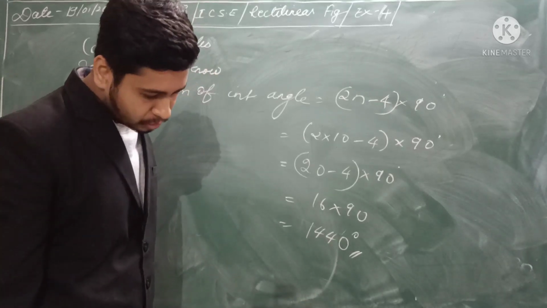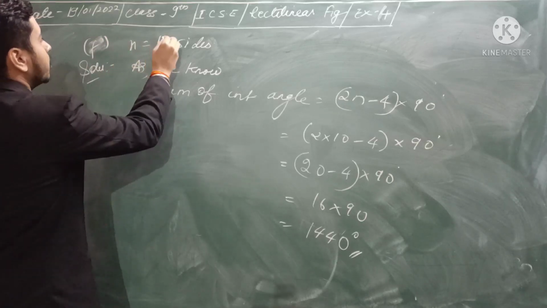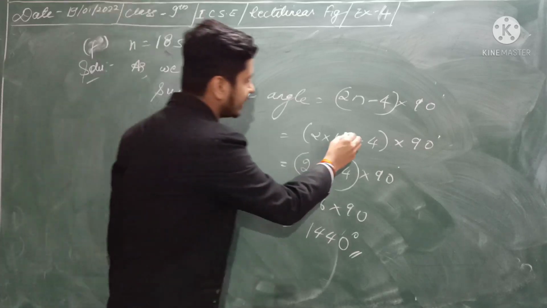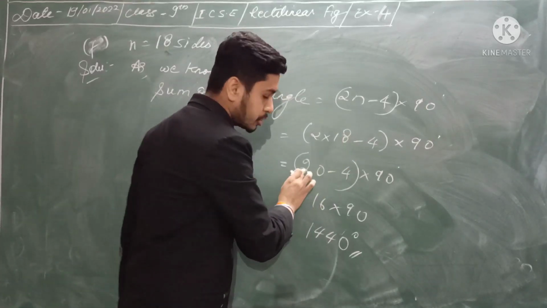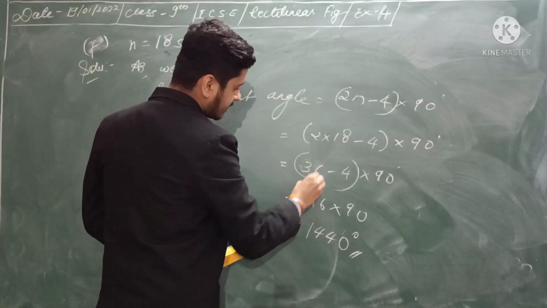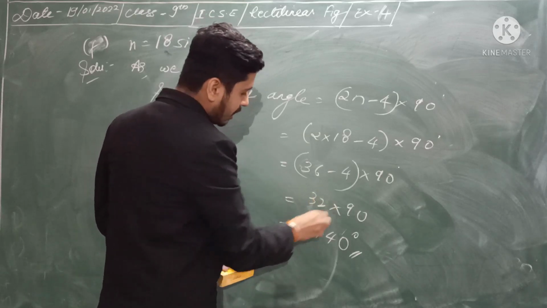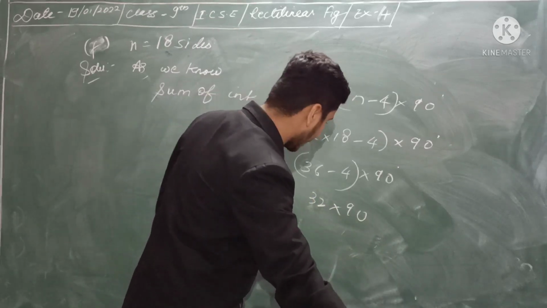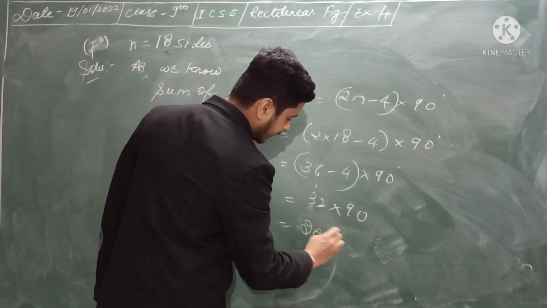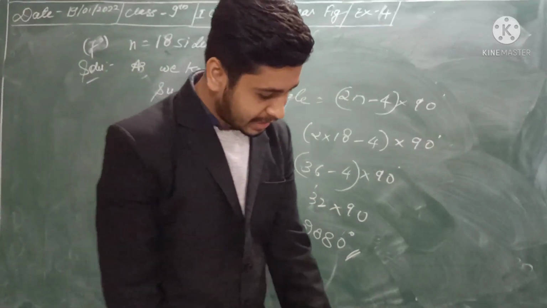Like let us go for question F. The F question is when n is equal to 18 sides. The same process you have to do, you only need to change this value. So from here your solution will change. Here it will be 36, 36 minus 4 will give you 32, and on solving you will get the answer, 2880. So this is what the answer is. Similarly, you can go for the next question.